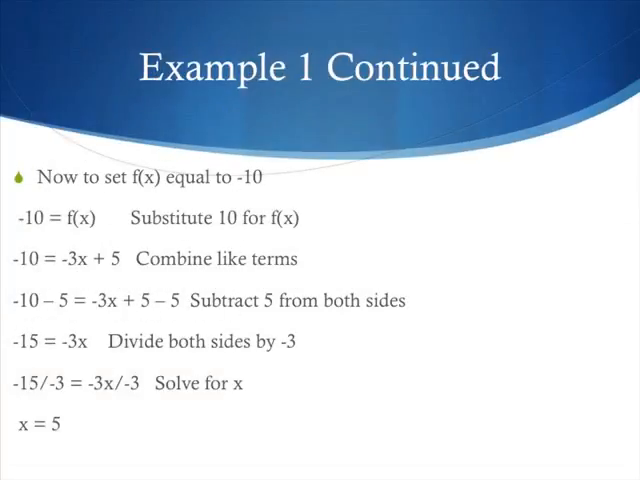Now we set f of x equal to negative 10. So we substitute negative 10 in for f of x, and we get negative 10 equals negative 3x plus 5. And we combine like terms. So we subtract 5 from both sides to get negative 15 equals negative 3x. Dividing both sides by negative 3, we have x equals 5.